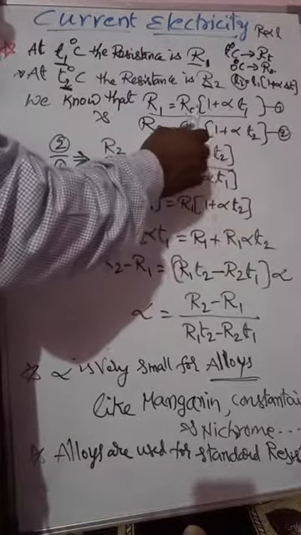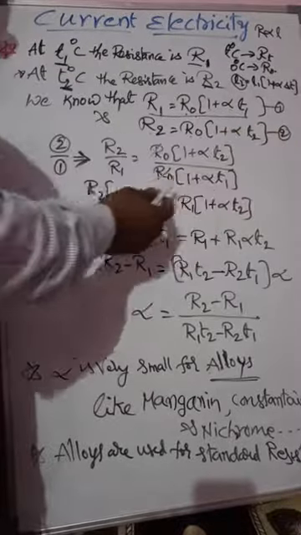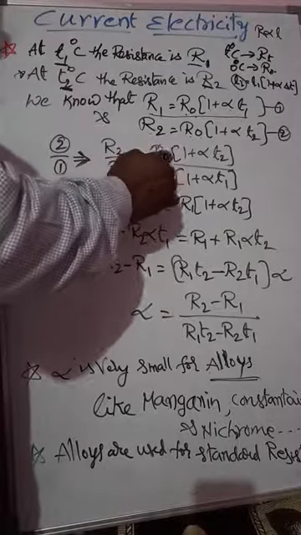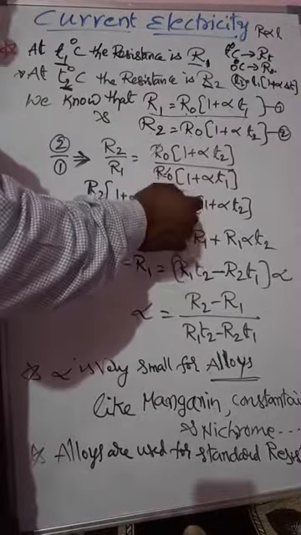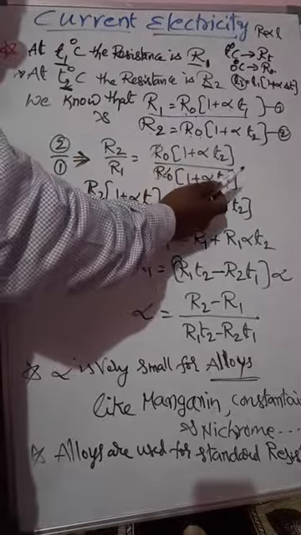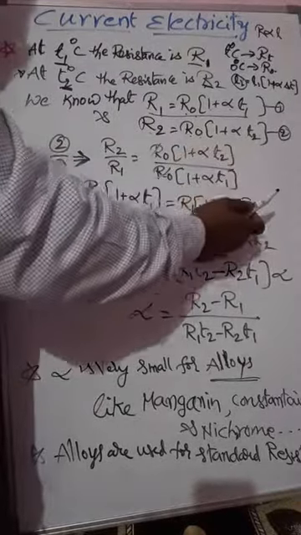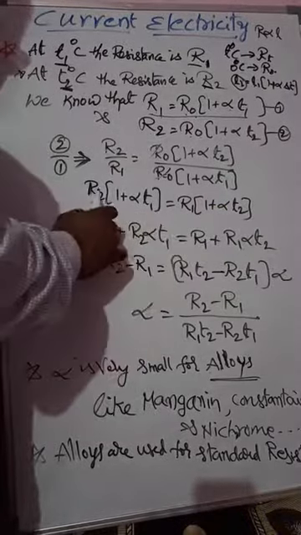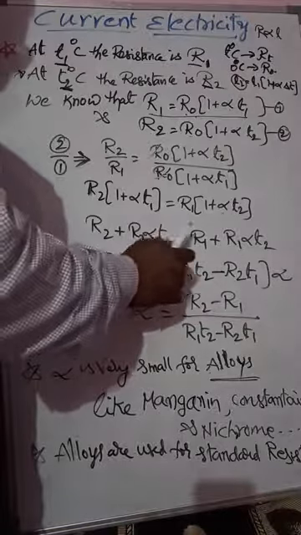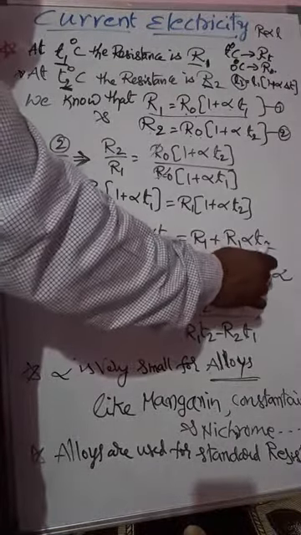Okay, clear? Now this is equation number 1, this is equation number 2. Now, write 2 by 1. R2 by R1, so R0 cancels. Remaining, I want to take cross multiply. So R2 into 1 plus alpha T1, R1 into 1 plus alpha T2. Now multiply: R2 plus R2 alpha T1, and R1 plus R1 alpha T2.